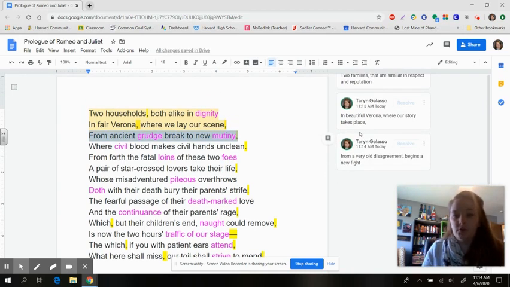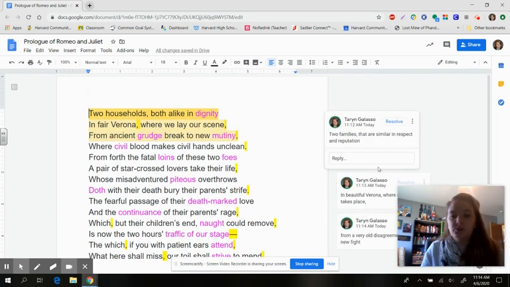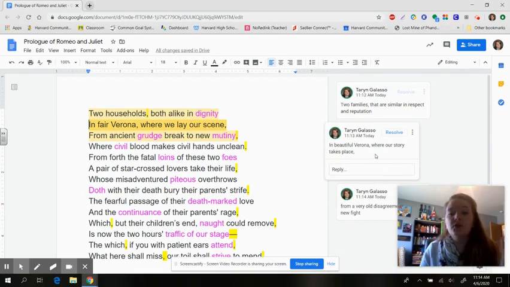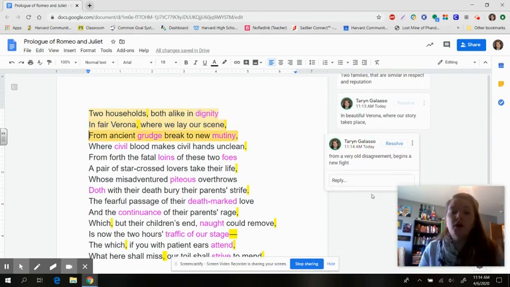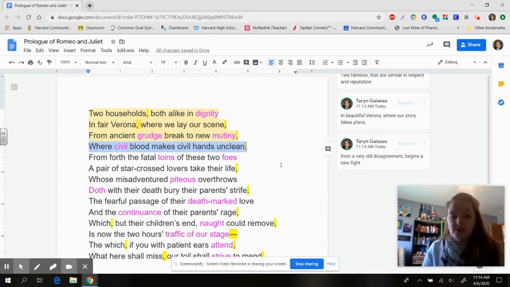So far, if we're looking at our paraphrases, we have 2 families that are similar in respect and reputation in beautiful Verona, where our story takes place. From an old disagreement begins a new fight. And then the last line, where civil blood makes civil hands unclean, ending our first sentence.